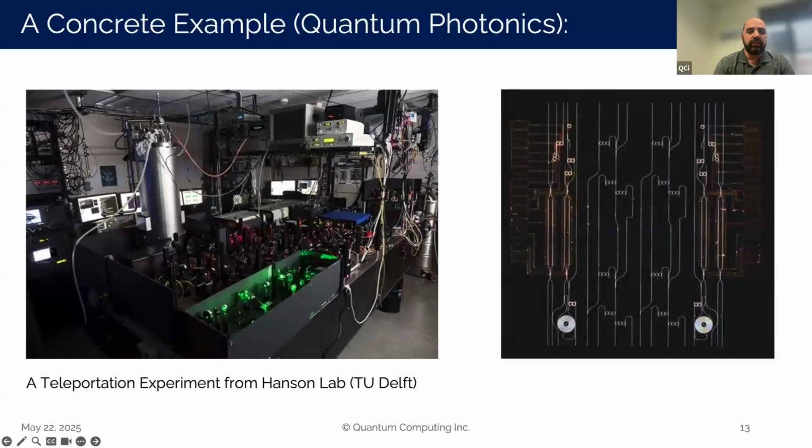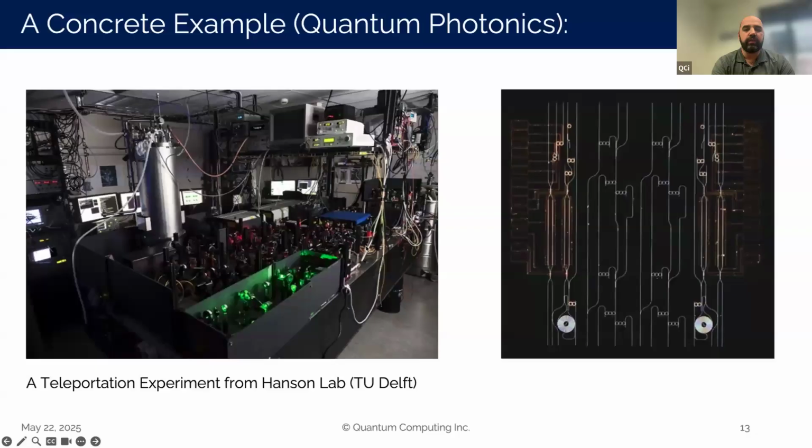So making things smaller has several advantages. There is the obvious advantage of taking an experiment which in the past filled rooms with optical benches and condensing that onto a single chip. The picture that I'm showing here is an experiment from the Hanson lab in TU Delft. It's a teleportation experiment. And now we're able to take most of these components and miniaturize them and put them on chips.